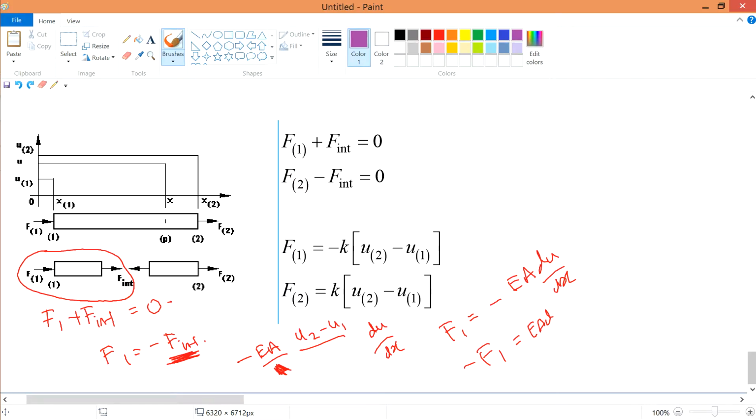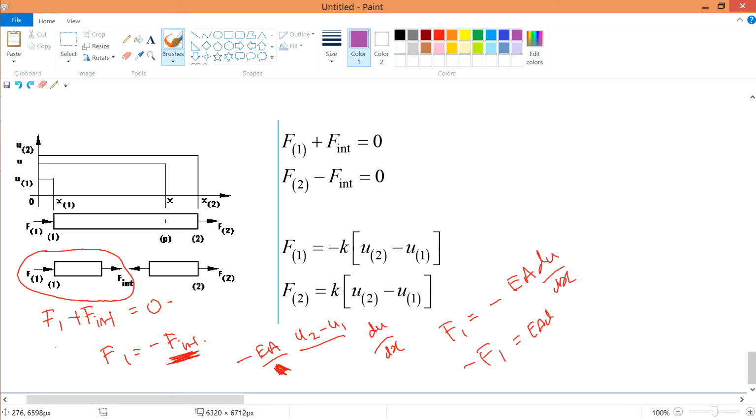Alright, we said that the F1, because this is internal force, plus the F1 over here, is equal to 0 because of the equilibrium theory. While F2, because it's going in this direction, minus force internal going in this direction, is therefore equal to 0. Okay, pretty clear, right?